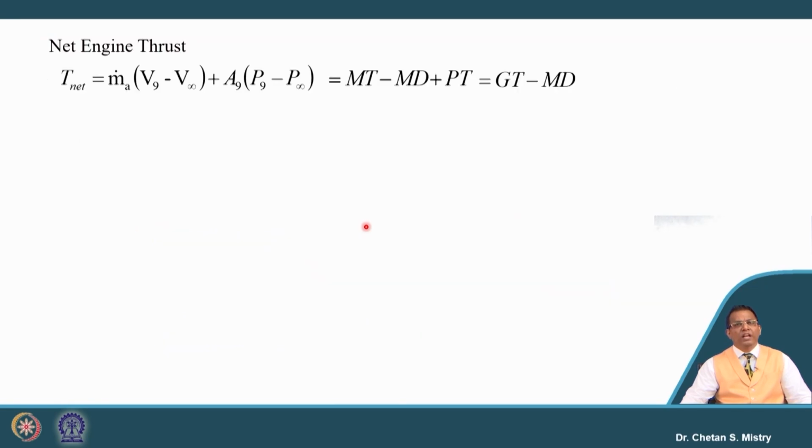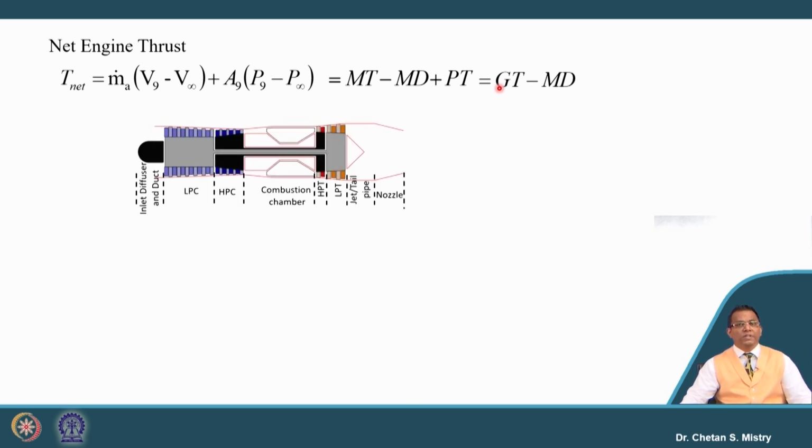Let us try to understand what we have in our fundamental understanding. The net thrust of the engine is given by momentum thrust minus momentum drag plus pressure thrust. So we can say it is nothing but my gross thrust minus my momentum drag. You are aware of all these terminologies. Suppose I consider my thrust as a momentum thrust only, for simplicity.